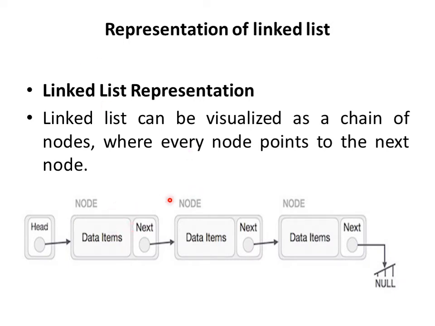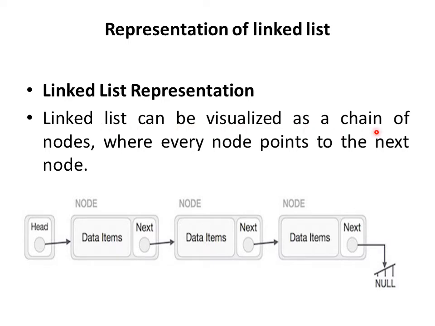Representation. Here you can see how it is represented. Before that, I have explained what a node is. A node has two parts. The first part is where the item is inserted, that is called the data part, and the next part is where it stores the address of the next node. That means if you think this is node 1, node 2 and node 3, the next part consists of the address of the next node.